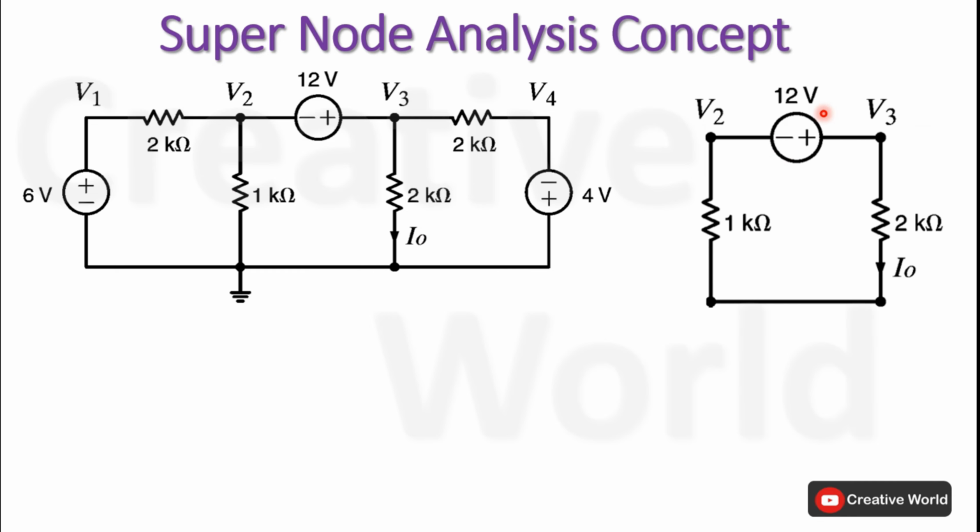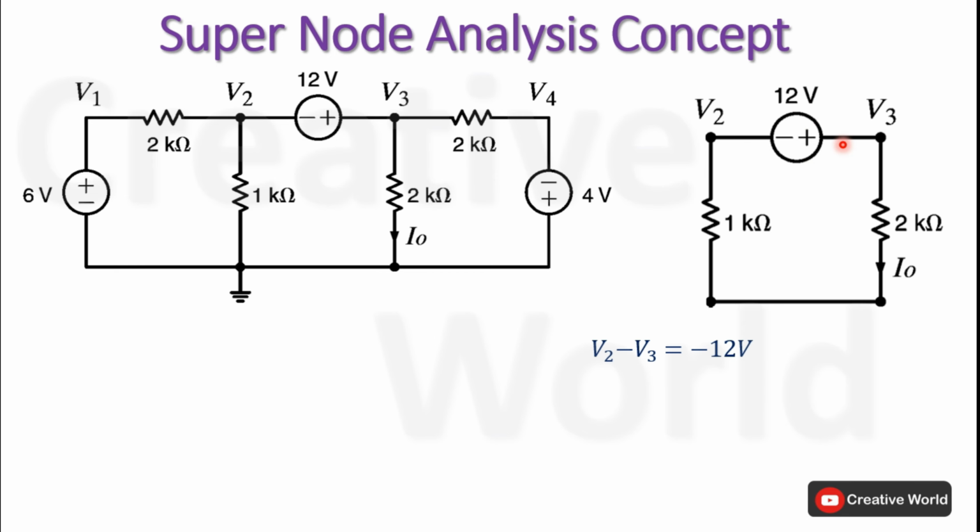Here a 12 volt source exists between two non-reference nodes. Now, as we are dealing with simple nodal analysis, the voltage across any element between two nodes is always equal to the difference of those two node voltages. In this case, the voltage across this voltage source is 12 volt, which indicates that the potential difference of these two node voltages is 12 volt. So we can write this statement in mathematical form: the potential difference of these two node voltages is equal to 12 volt.